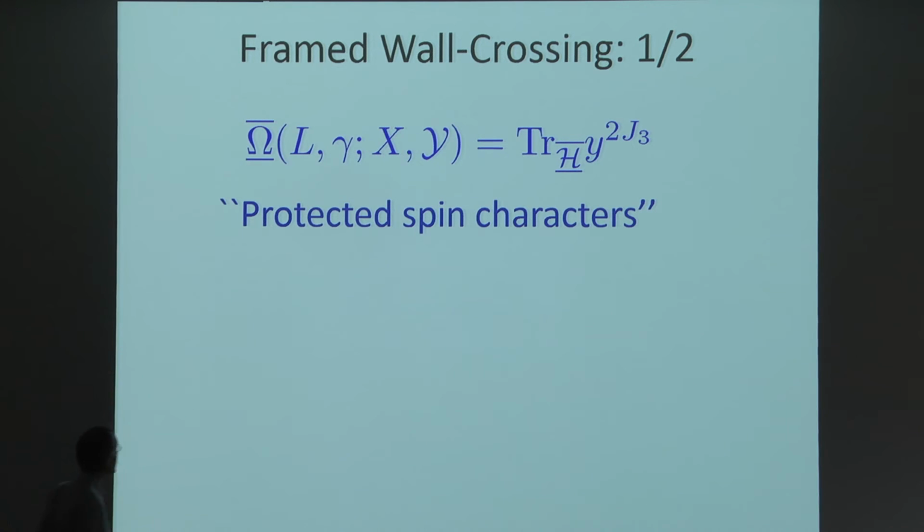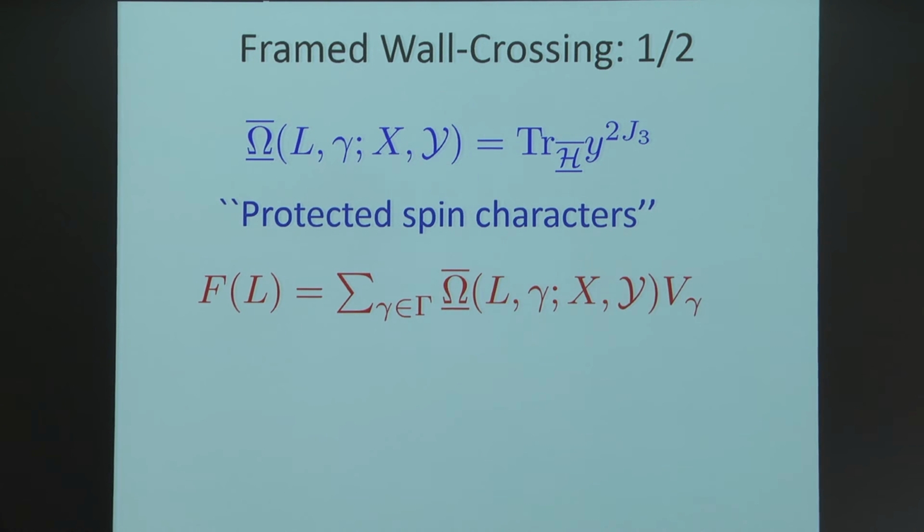So what exactly is jumping? Well, it's the BPS indices, or rather the BPS protected spin characters. On these framed BPS states, you just take the character with respect to the SO(3) rotations. And so that's some Laurent polynomial in y. And for a given line defect, you sum over all the electromagnetic charges with some bookkeeping device X sub gamma. Okay, so that gives you a generating function of these indices.